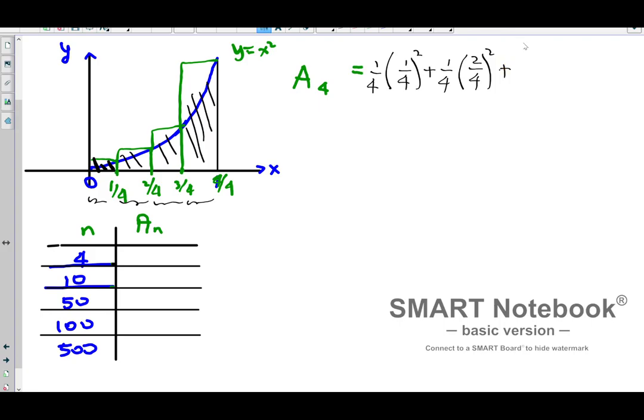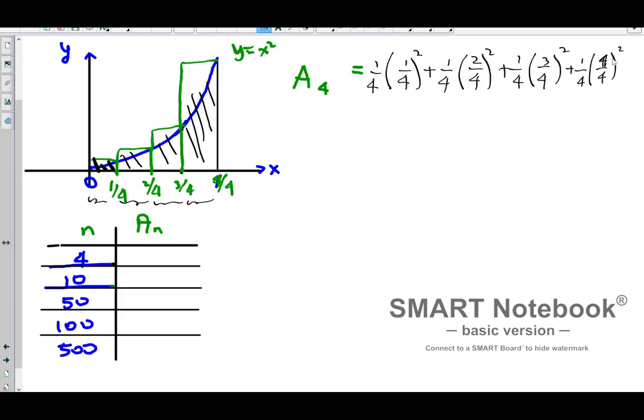Next one again, the base is 1 over 4. And the height, this time you're plugging 3 over 4 into the function to get the height. Again, it's the squaring function. So 3 over 4 squared will give you the height there. And the last one, very similar. The base is 1 over 4. Height is 4 over 4 quantity squared.